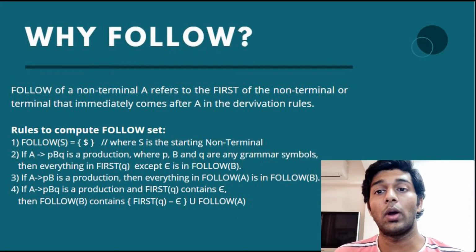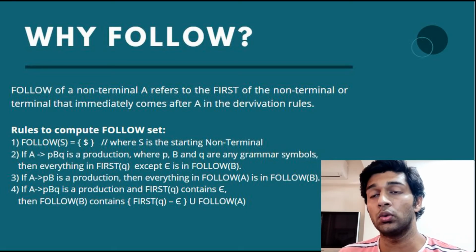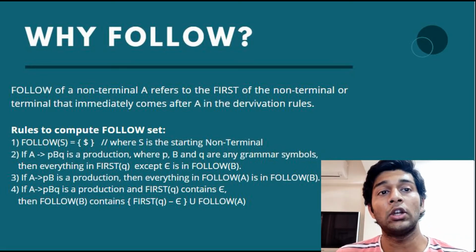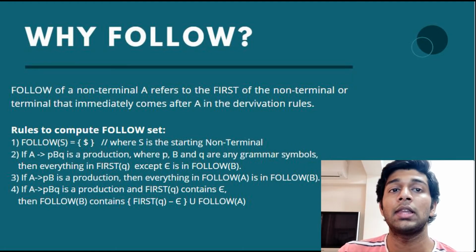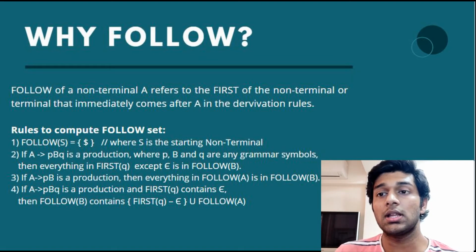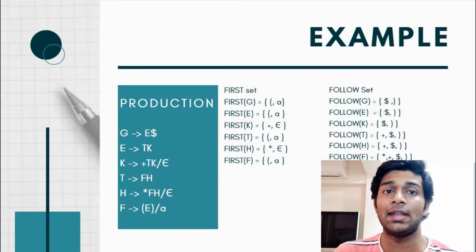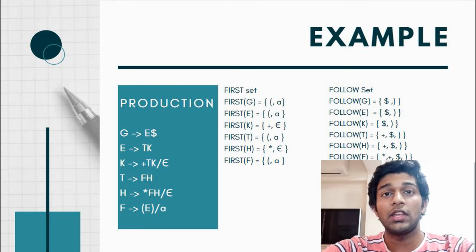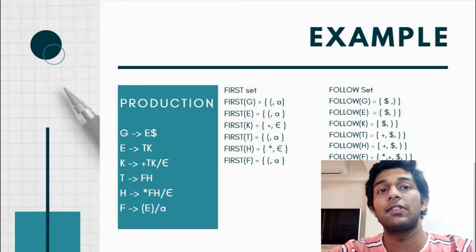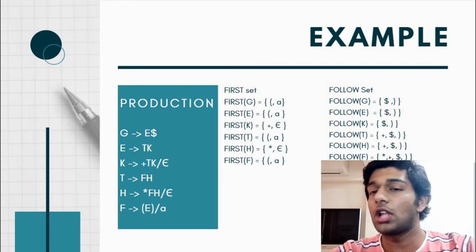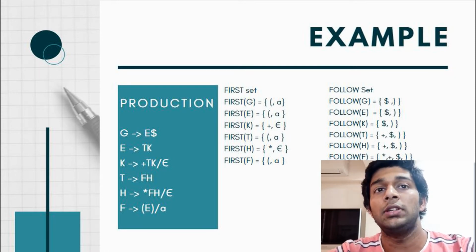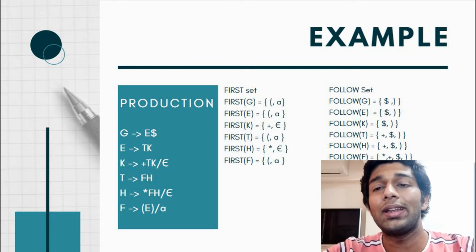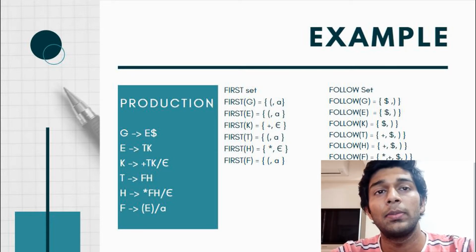Coming to the second part, why do we need follow and what does it do? Follow of any non-terminal A refers to the first of the non-terminal or the terminal that immediately comes after A in the derivation rules. To understand it in a better way, let's consider an example here. In the given example, we see that there are 6 different productions given. We start with G.